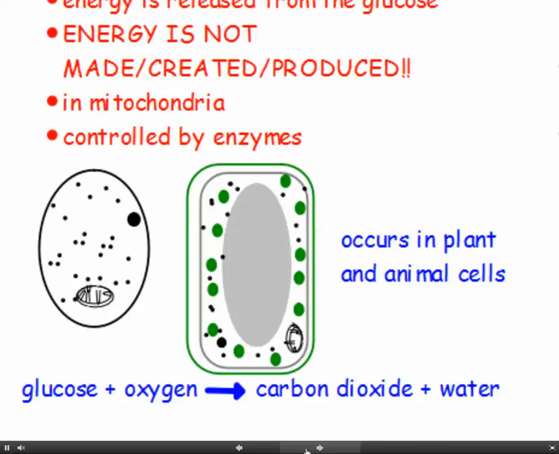Respiration occurs in plant and animal cells and in yeast cells as well. And the word equation is glucose plus oxygen forms carbon dioxide plus water.